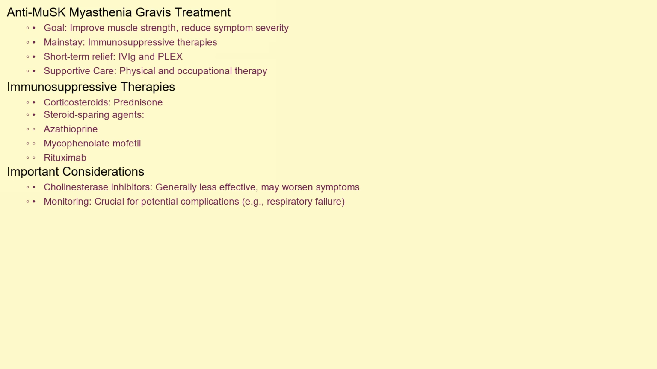Intravenous immunoglobulin (IVIG) and plasma exchange (PLEX) are effective in providing short-term symptom relief during exacerbations or as a bridge to longer-acting immunosuppressants. Cholinesterase inhibitors, which are commonly used in acetylcholine receptor antibody-positive myasthenia gravis, are generally less effective and may even worsen symptoms in some anti-MuSK patients. Careful monitoring and management of potential complications, such as respiratory failure, are crucial. Physical therapy and occupational therapy can also help individuals maintain muscle strength and function.